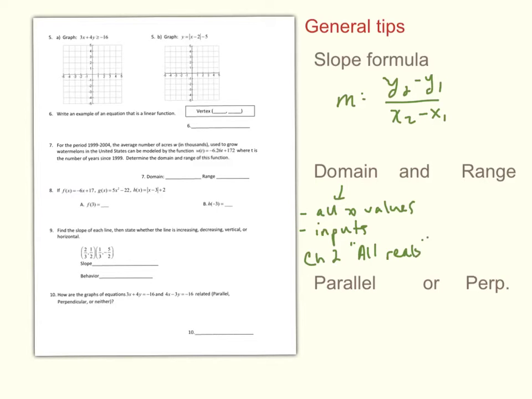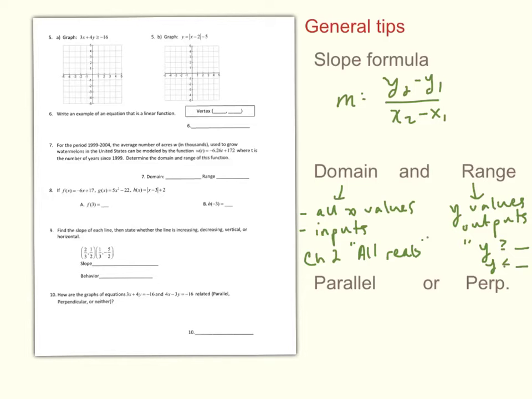The range, on the other hand, is all your y values, or all of your outputs of your function. For this particular one, chapter 2, you're going to have to think about it. Typically, your range is going to be y is greater than something, or y is less than or equal to something. For the absolute value questions in this section, you're going to have a restricted range, because absolute value graphs look like V's, so there's not an infinite number of y values. There's only a certain number. We're going to look at that in a second.